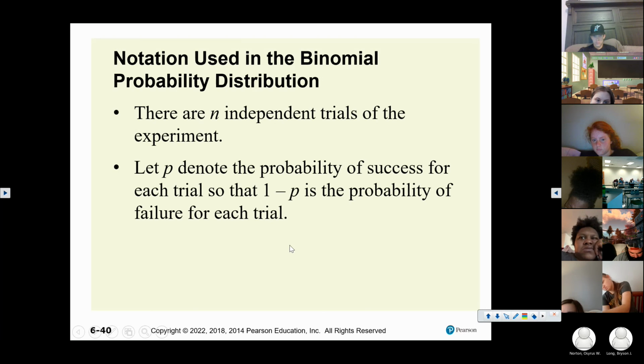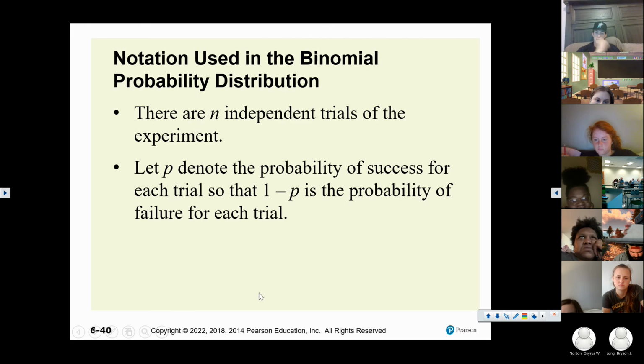Okay, we already talked about that. Q is the complement of P. Write that down. Q is the complement of P. So if a while ago I gave you P is equal to 0.4, what's Q? Good job, 0.6. So 1 minus P.